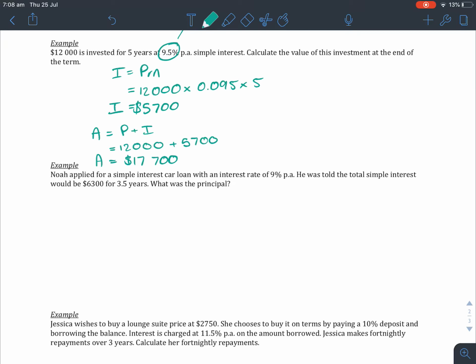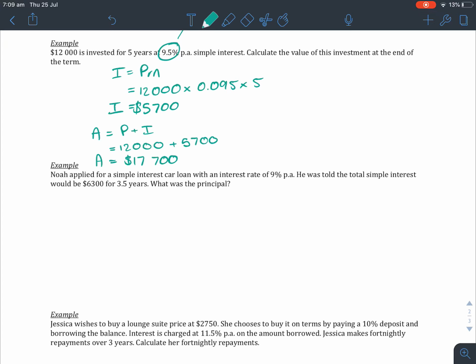Noah applied for a simple interest car loan with an interest rate of 9% per annum. He was told that the simple interest, again we're using that formula, would be $6,300 for 3.5 years. What was the principal? I hope that you can see that in this question, we're going to be working backwards.